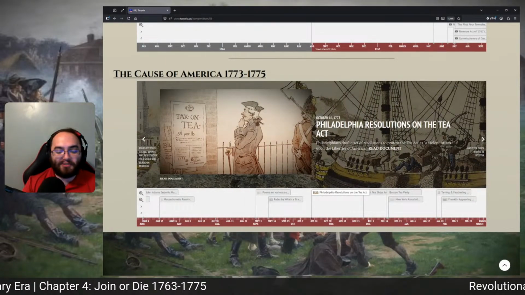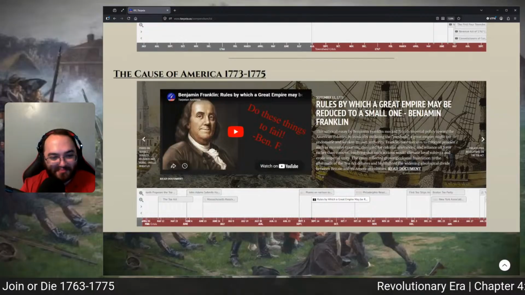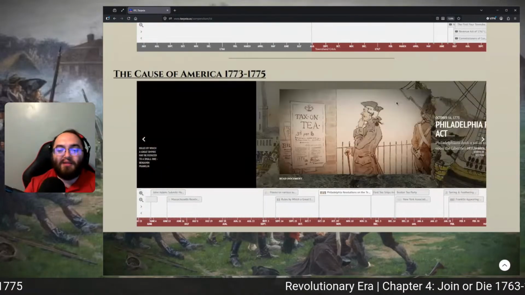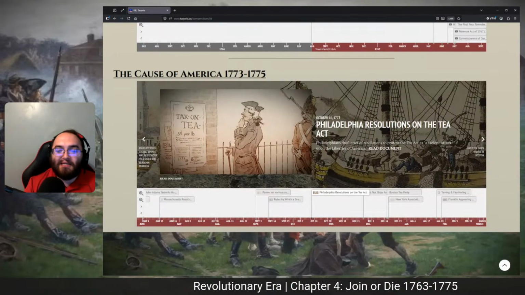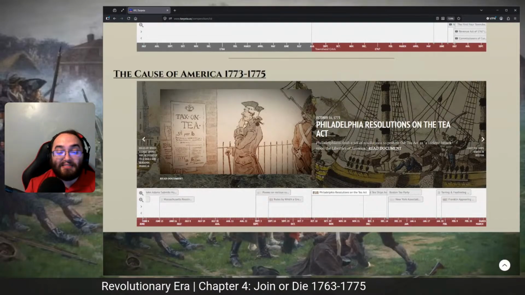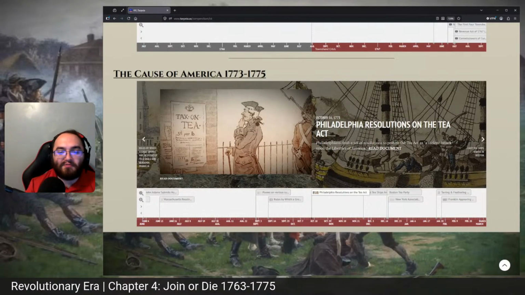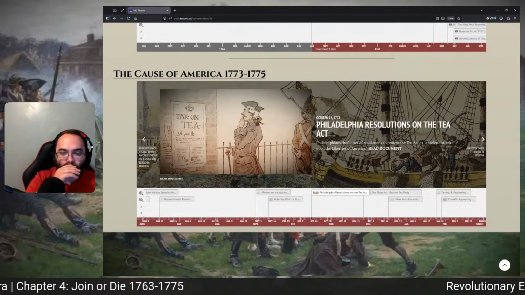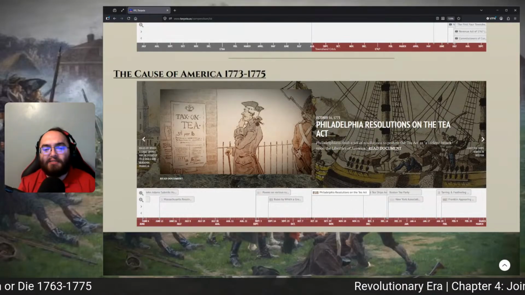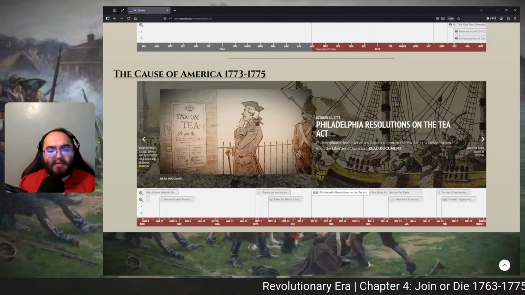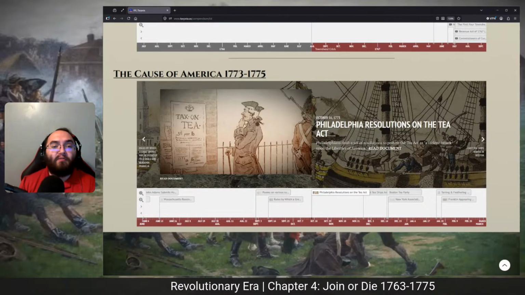Philadelphia Resolution, which is very much a Franklin thing to do. Satire is his thing. Philadelphia resolutions on the Tea Act. So Philadelphians draft a set of resolutions to protest the Tea Act as a violent attack upon the liberties of America.